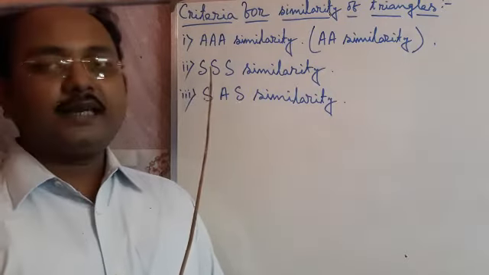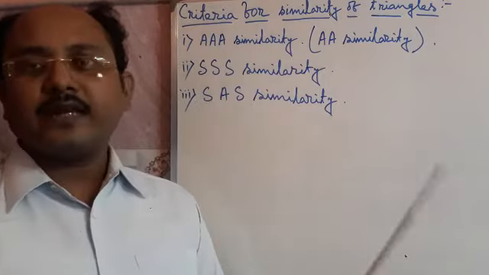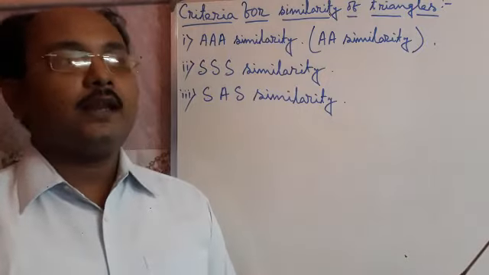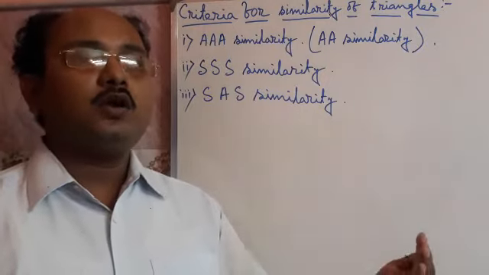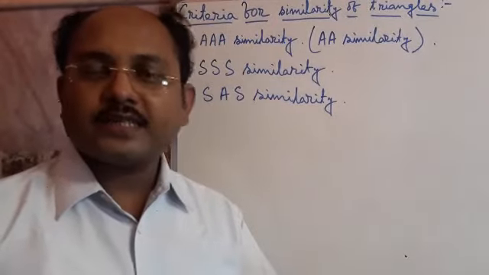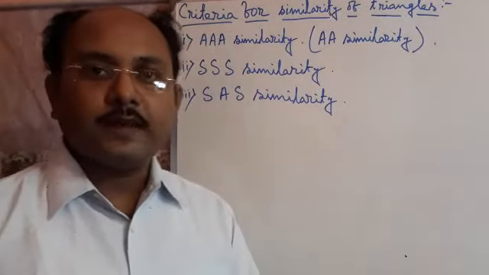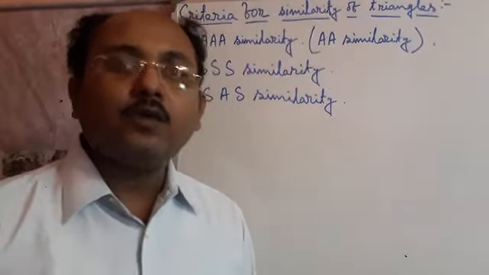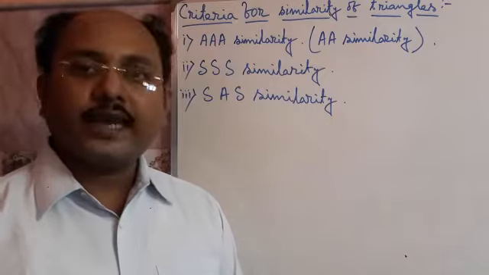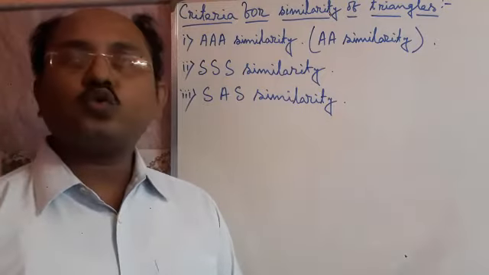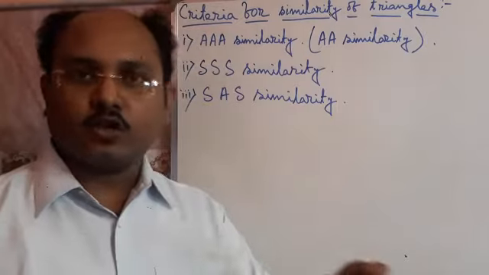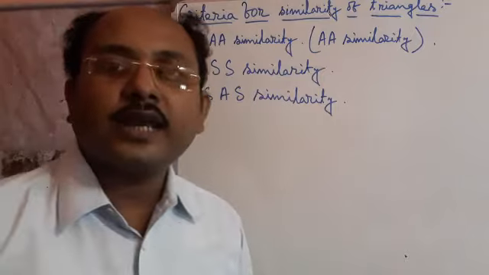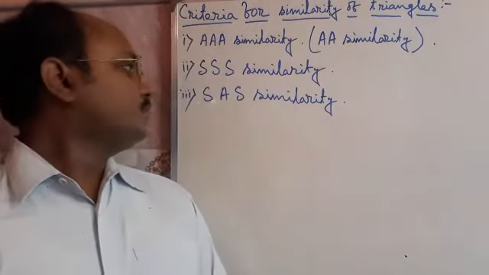Next criteria, that is side similarity. What is that? If the three sides of a triangle are proportional to the corresponding sides of another triangle, proportional meaning the ratios of the corresponding sides of these two triangles are equal, then we can prove that in these two triangles the corresponding angles are also equal. Then from this we can say that these two triangles are similar.